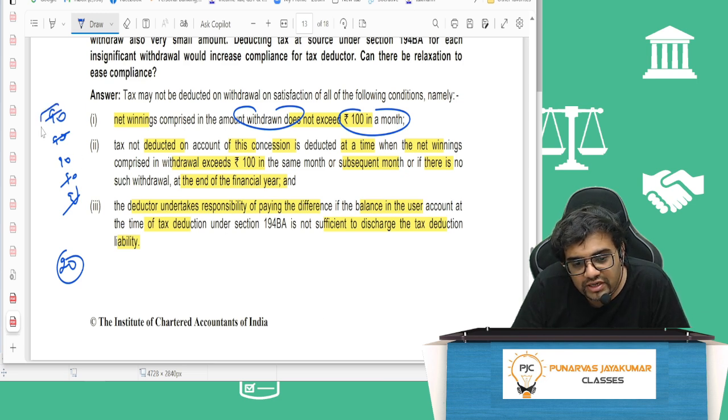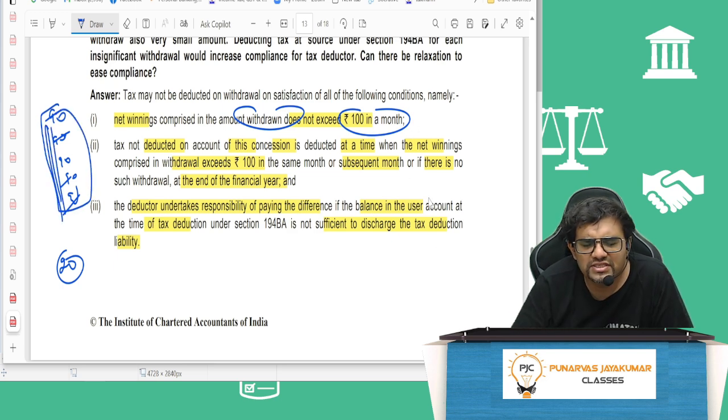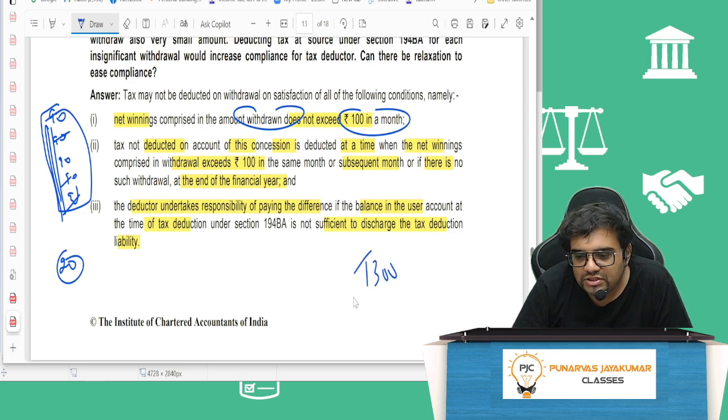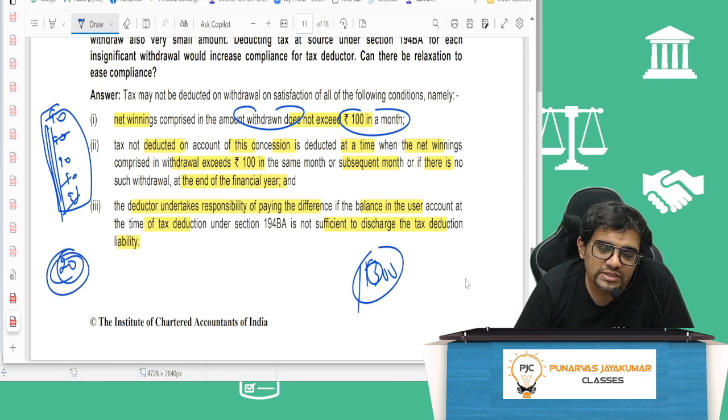Because you need not deduct if it is less than 100, you have not deducted. But if you add everything, net winnings during the year, it is coming up to some 5,000 rupees, assume. Or it's coming up to, let's say, 1,300 rupees or whatever. 1,200, 1,000 rupees it's coming up to. You have to deduct tax. That time, balance in the account is only 20 rupees.